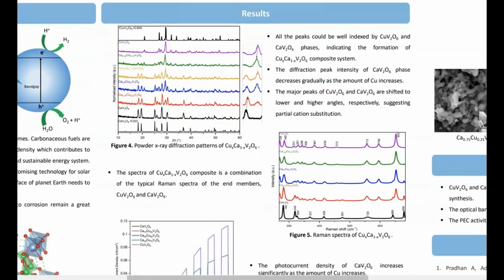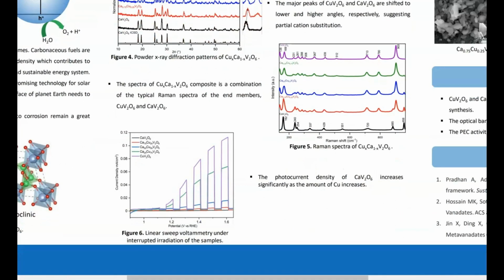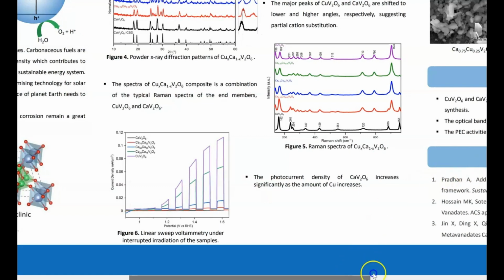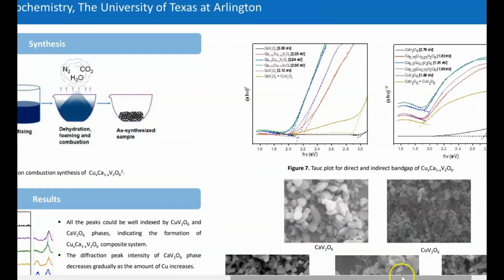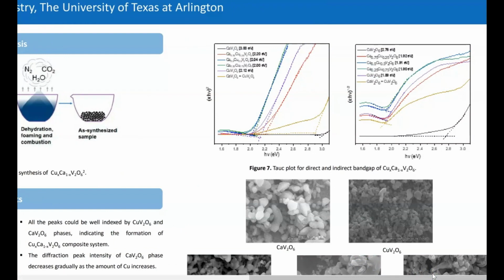Now we have the Raman spectra that also shows that our mixture products are a combination of the typical Raman spectra of the end members CuV2O6 and CaV2O6. The next graph is a linear sweep voltammetry under interrupted irradiation of the samples, where we can see that the photocurrent intensity of CaV2O6 increases significantly as the amount of copper increases. On this side, we can see the Tauc plot for direct and indirect band gap of our products compared to the initial reactants. The optical band gap changes with varying copper content.